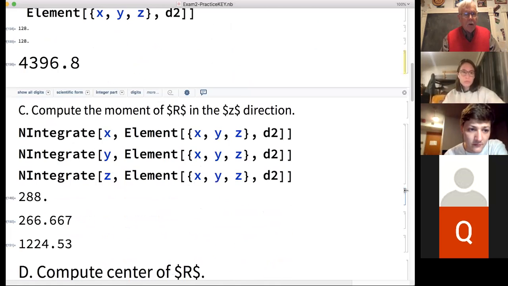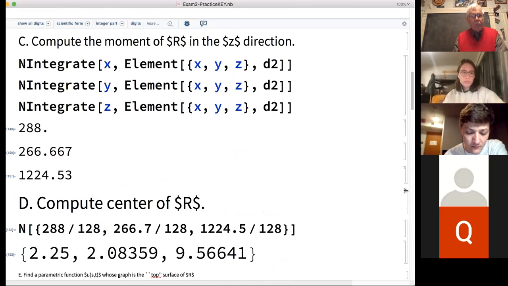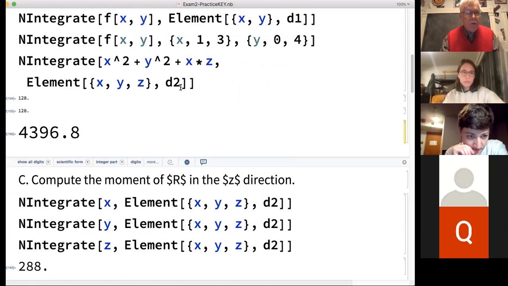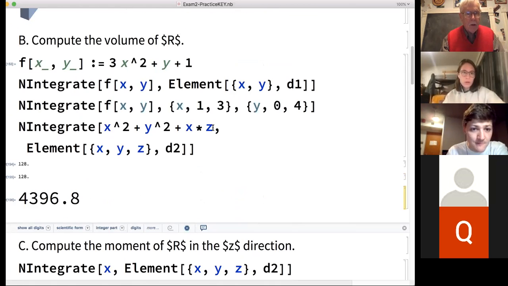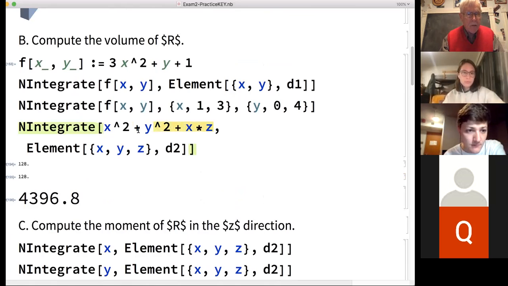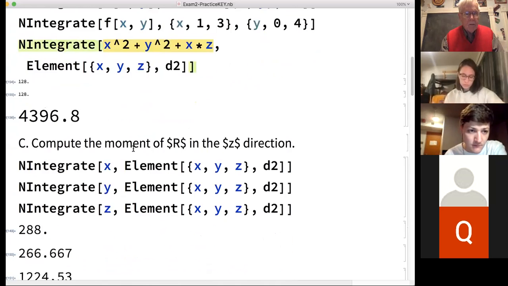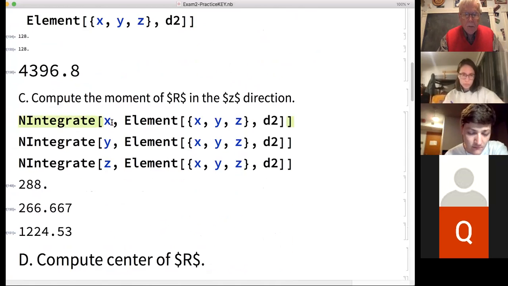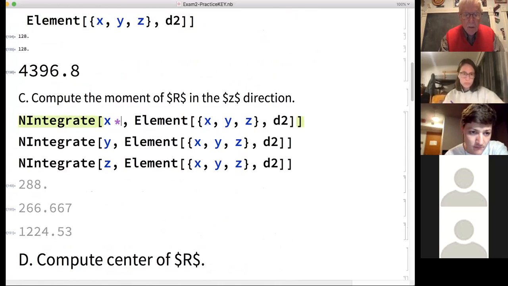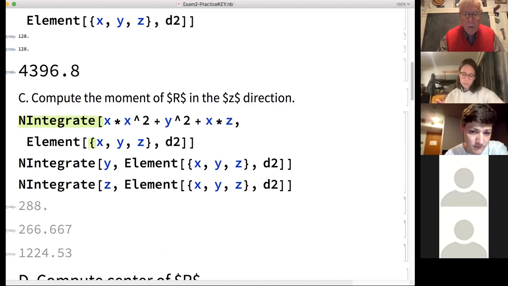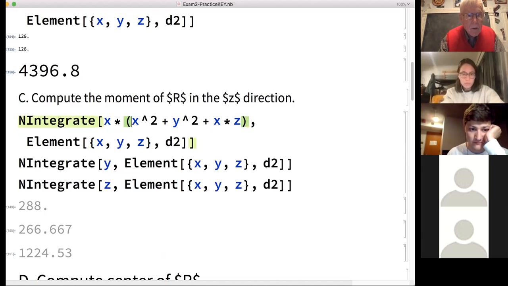And now when we integrate these, instead of integrating just x, we're going to integrate x times the density. So x star density. And we need another, there we go.